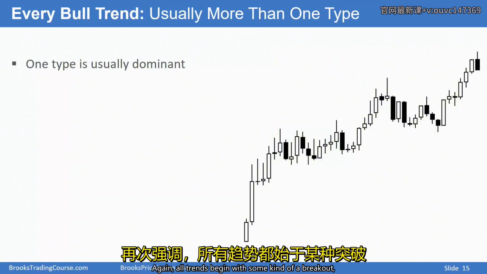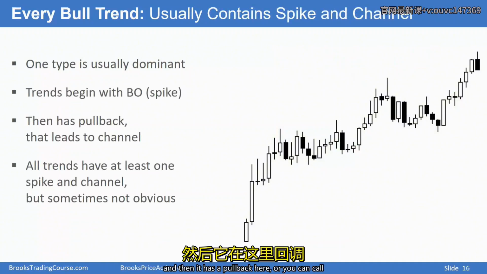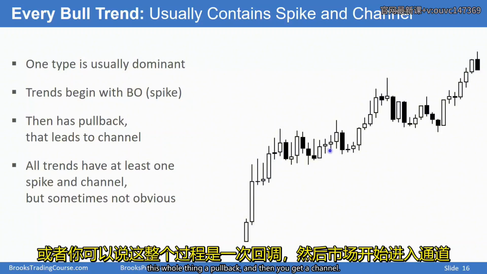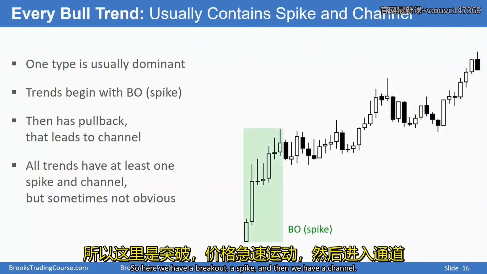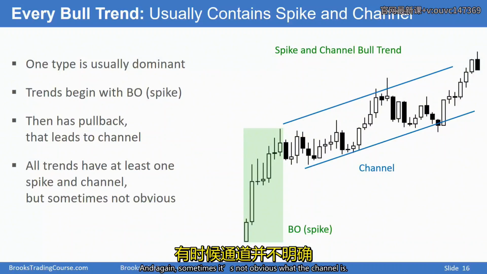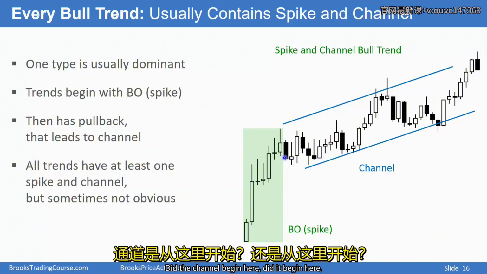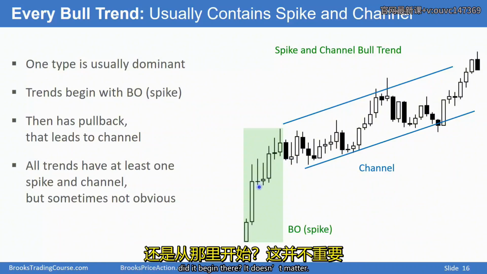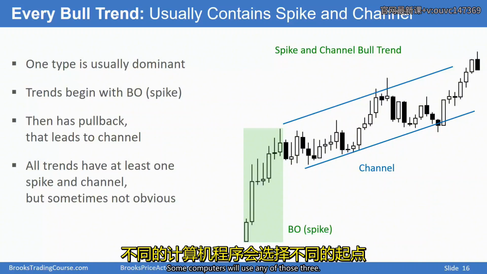Again, all trends begin with some kind of a breakout, and then it has a pullback here, or you can call this whole thing a pullback, and then you get a channel. So here we have a breakout, a spike, and then we have a channel. And again, sometimes it's not obvious what the channel is. Did the channel begin here? Did it begin here? Did it begin there? It doesn't matter. Some computers will use any of those three.